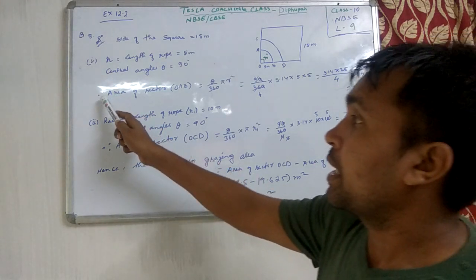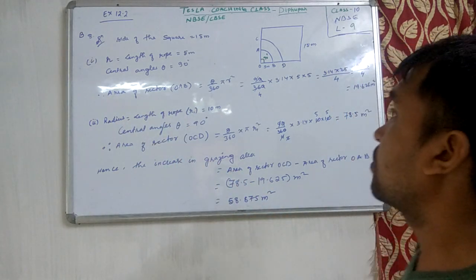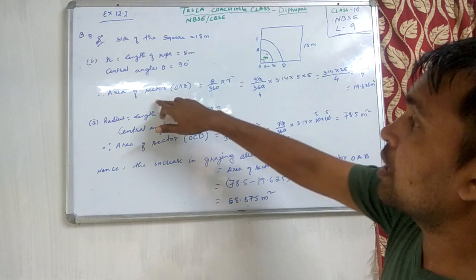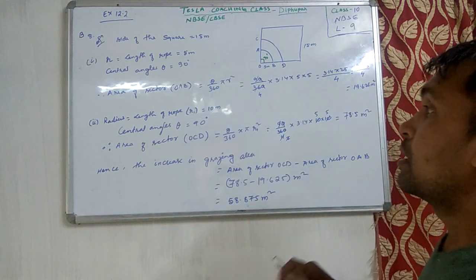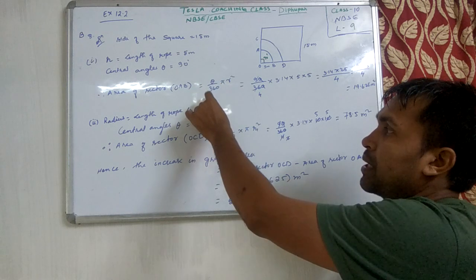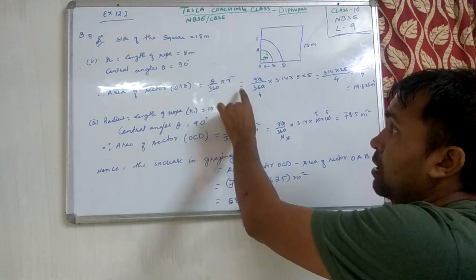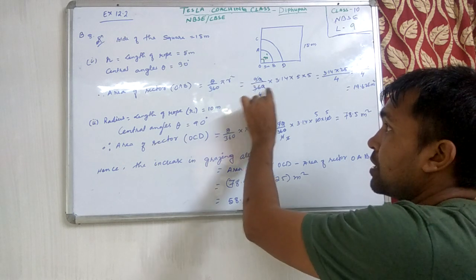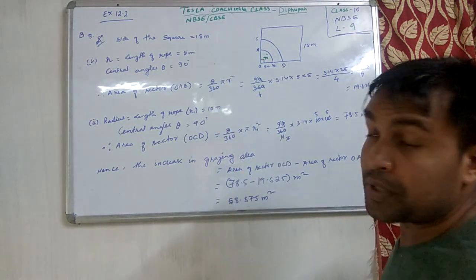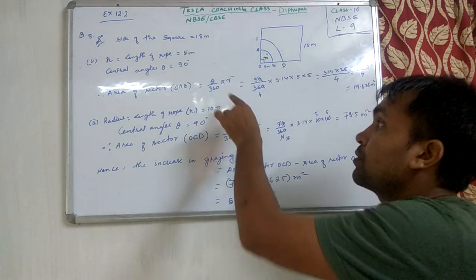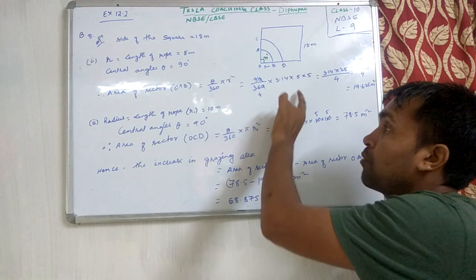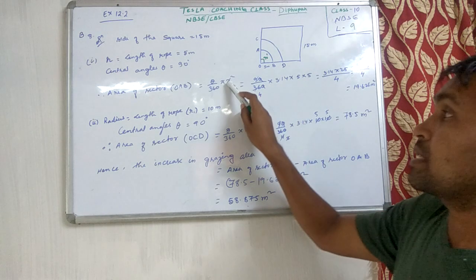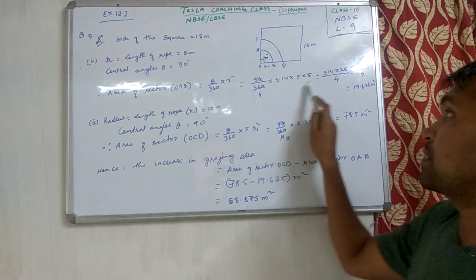Next, what are we doing? Area of the sector. Sector name AOB, the smaller one. Area of the sector AOB is equal to what? We have a formula: theta by 360 into pi r square. Theta is how much? 90 degree. We have written here 90 by 360 into. In the question it is mentioned that you should use the value of pi as 3.14. So we have written here 3.14 into, what is the radius here? 5. So 5 into 5.